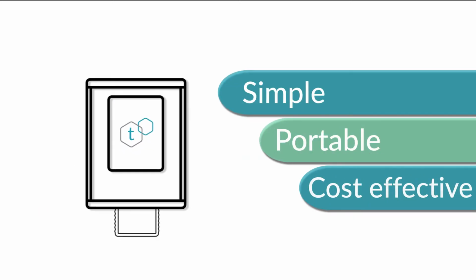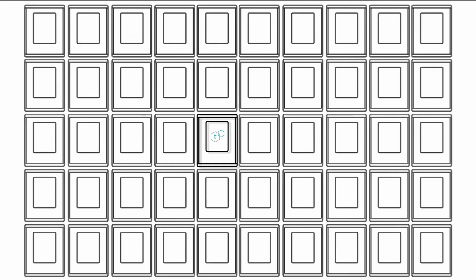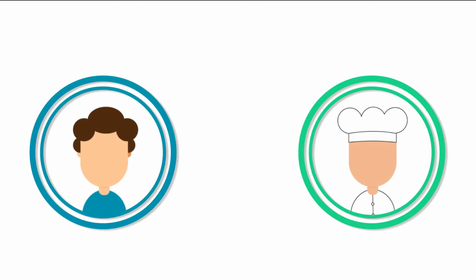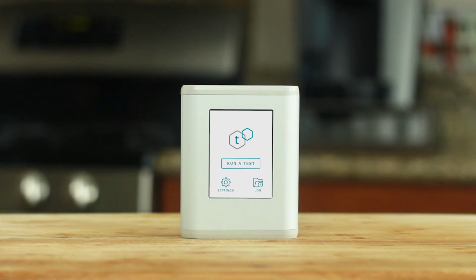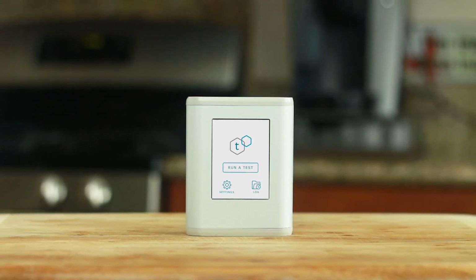Unlike a traditional lab, tCheck is simple, portable, and cost-effective, allowing for more than 50 tests on just a single charge. Whether you're a new or experienced user, tCheck delivers peace of mind and accurate results, so you can always be confident knowing the exact strength of your ingredients every time.